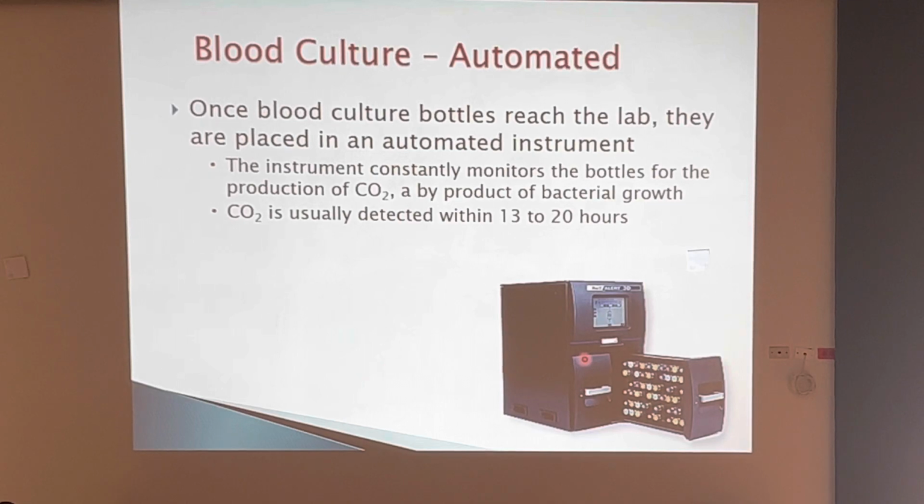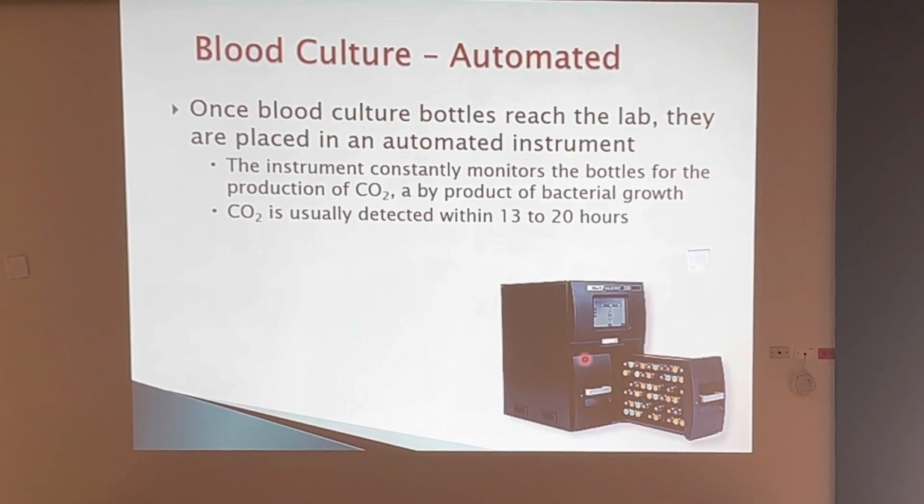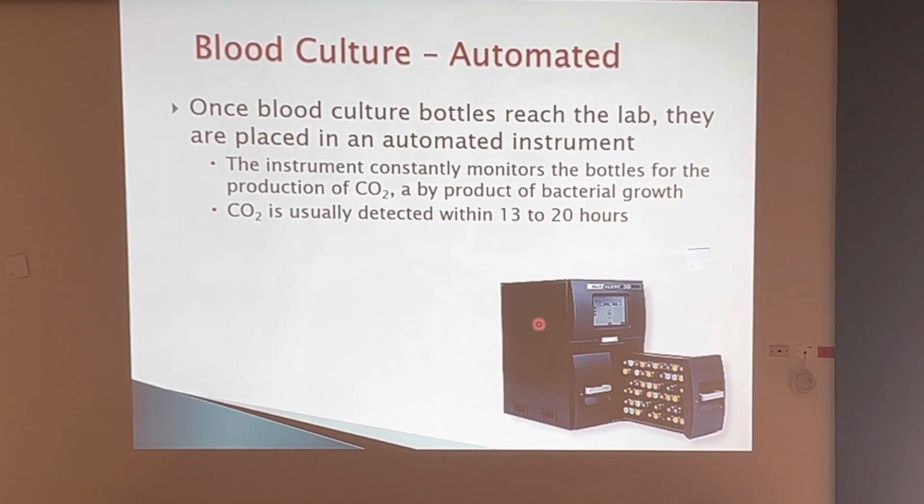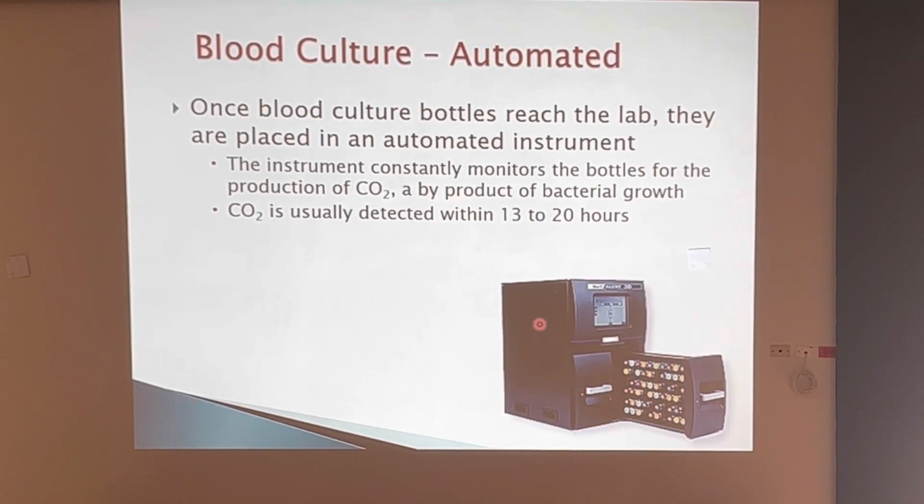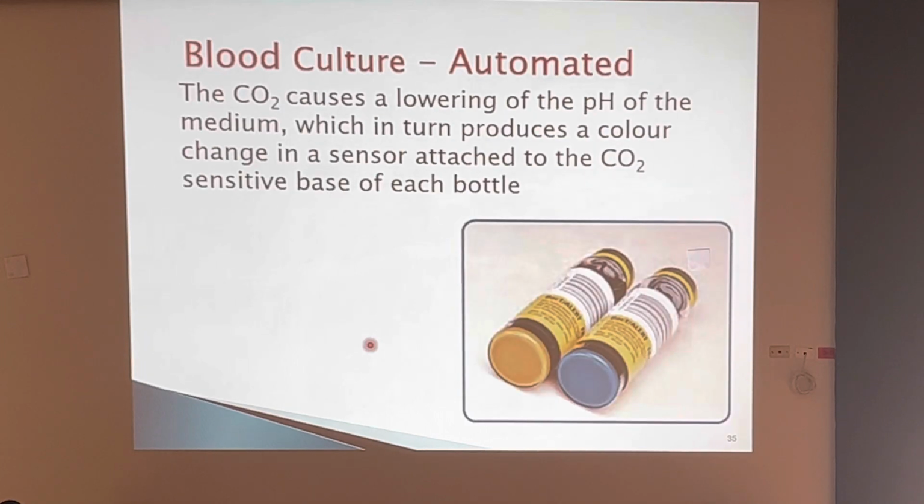Now here we are looking at the blood culture method when we're doing the automated method. Once the blood culture bottles get to the lab, we place them into the automated instrument, right here. It's called the Bacti Alert, and this instrument acts as both an incubator for your blood culture bottles, as well as a detector of any growth in the bottles. The instrument consistently monitors the bottles for the production of carbon dioxide, which is a byproduct of bacterial growth. Typically, carbon dioxide can be detected within 13 to 20 hours of incubation.